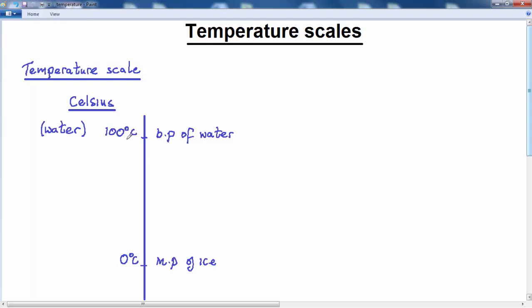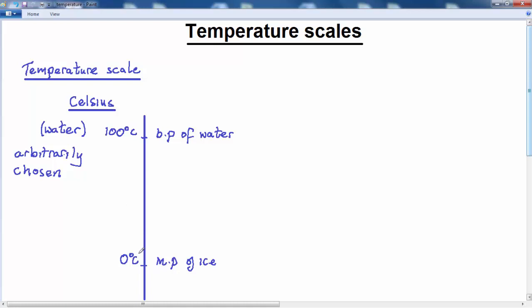So it's important to note that these two values were arbitrarily chosen. So the melting point of ice isn't 0 by some strange coincidence, or the boiling point of water isn't 100 degrees Celsius by some magical coincidence. These were actually arbitrarily decided by Celsius to be the reference points on his scale. And so all you've got to do then is divide your scale up into 100 intervals, and you've got the value of the degrees Celsius defined by the boiling point and melting point of water.